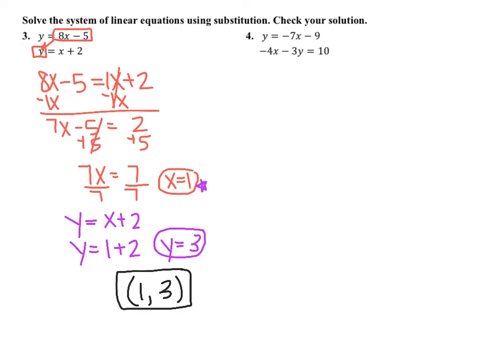But I still want to check my work. So I can check, right, by just making sure if I put in 1 for x and 3 for y in my original 2 equations, it makes both of them true. So is 3 equal to 8 times 1 minus 5? Right, well, 8 times 1 is 8, and 8 minus 5 is 3. So that one's true. And is 3 equal to 1 plus 2? Well, 1 plus 2 is 3, so that one's true. So we checked our work.